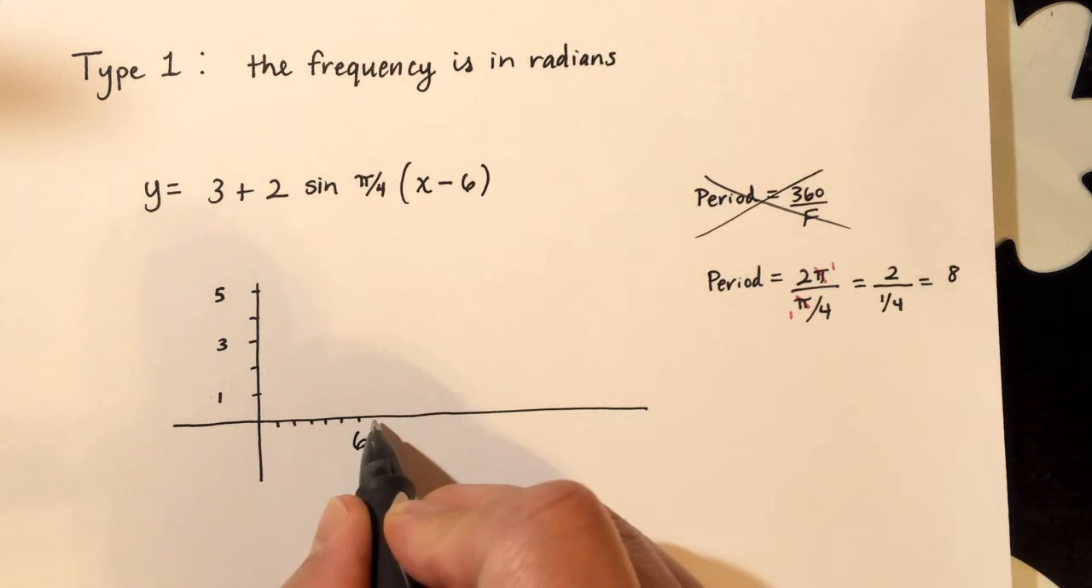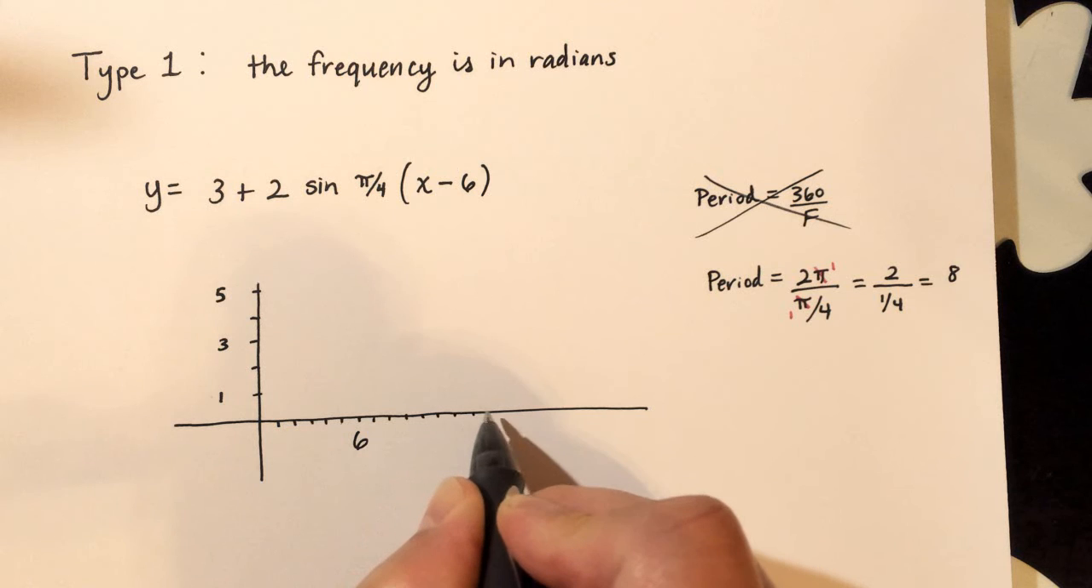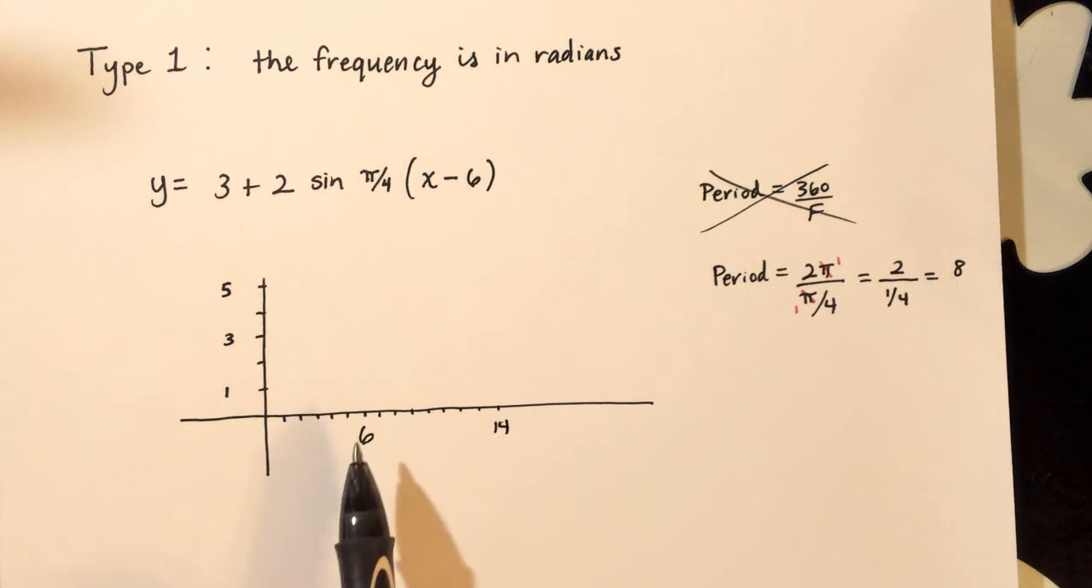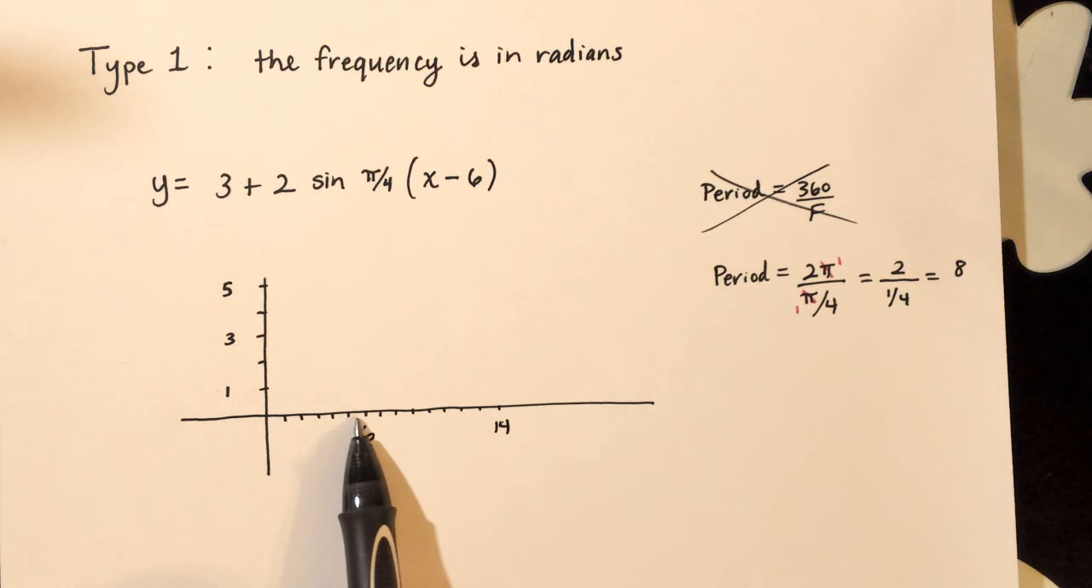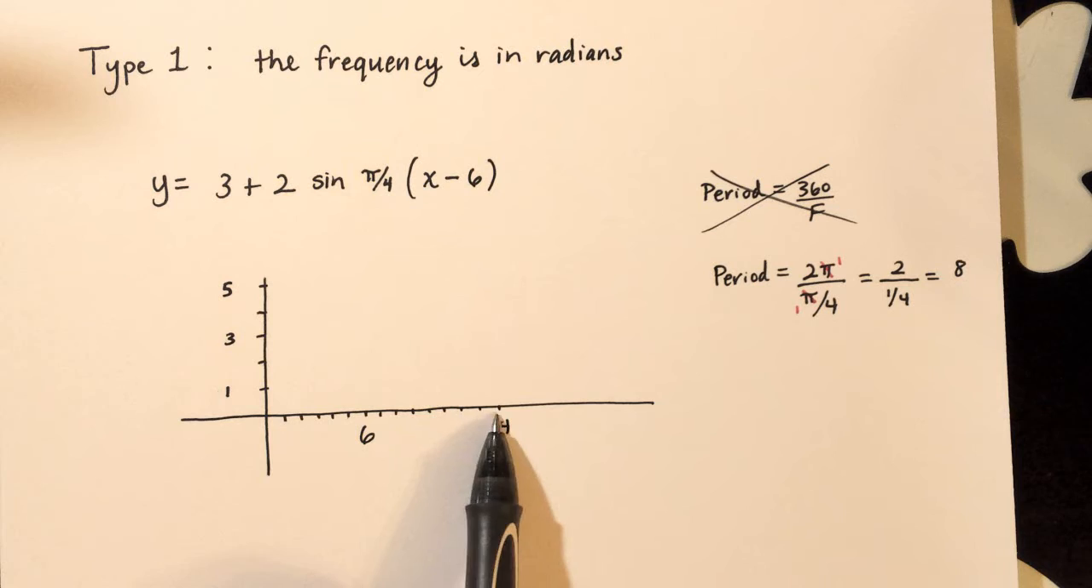Anyways, we need 8 tick marks. 1, 2, 3, 4, 5, 6, 7, 8, which makes that 14. Let me double check. 1, 2, 3, 4, 5, 6, 7, 8, 9, 10, 11, 12, 13, 14.